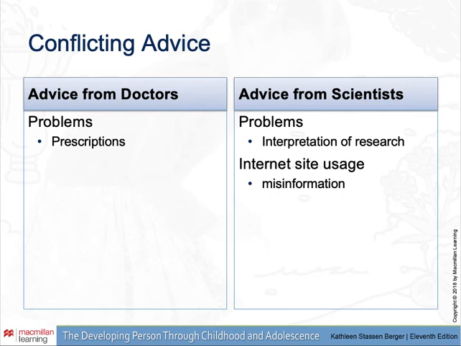There is conflicting advice from doctors and scientists. As for the advice from doctors, the problems include provision of potentially dangerous prescriptions for pregnant women and failure to take the time to understand a woman's life patterns. Advice from scientists, the problems are provision of contradictory interpretation of research that led to an opposite message, and internet site usage. Many internet sites provide inadequate or incorrect information about drug safety.